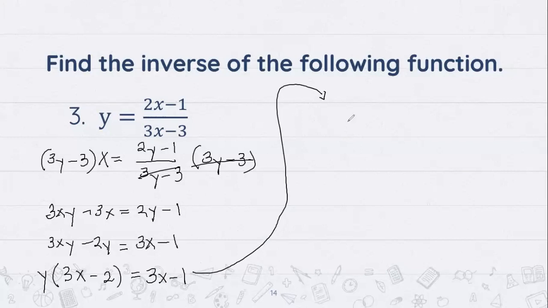Divide natin both sides by 3x minus 2. 3x minus 2. Cancel. Cancel na to. So, we have y is equal to 3x minus 1 over 3x minus 2.